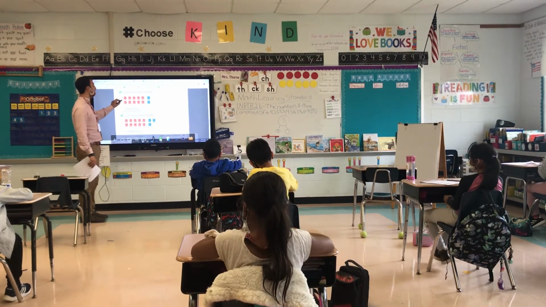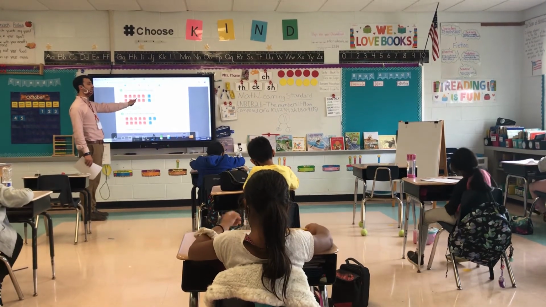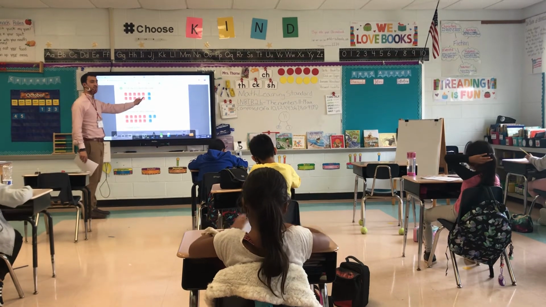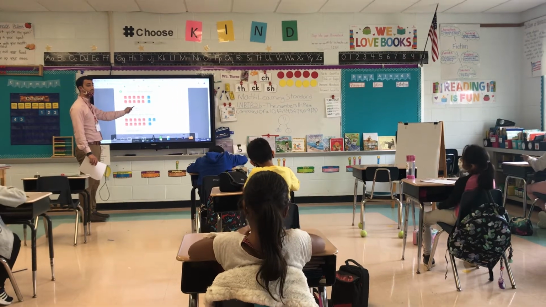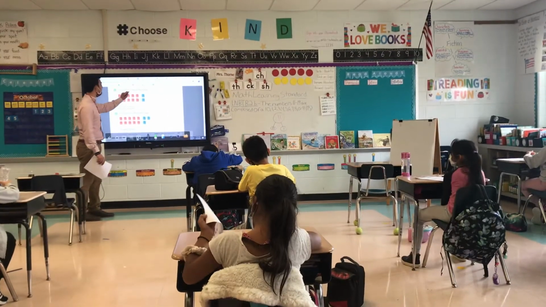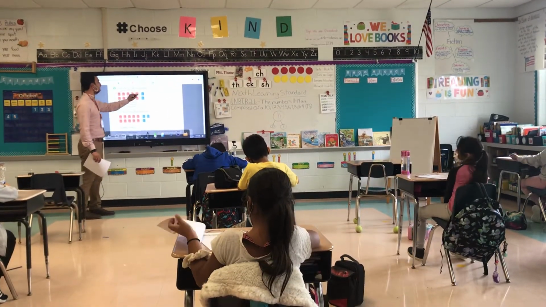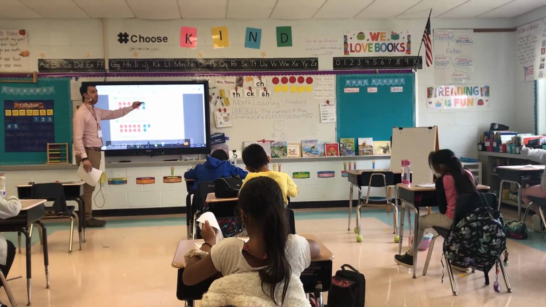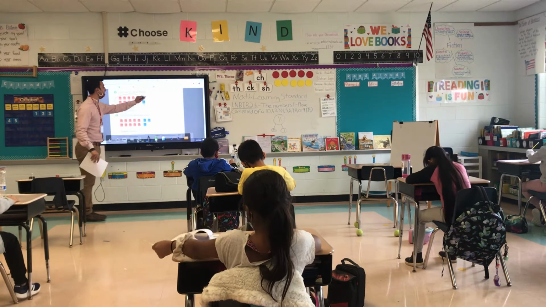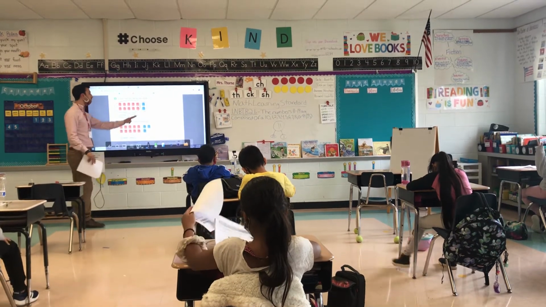So first, where do we see 10? How many of these red ones are we circling? Brittany, how many of these red ones am I circling? 10. There are 10. You're right. There are 10 red, and then there are extra. How many extra are there? How many blues are there, Yolanda? There are 2 blue. That is right.